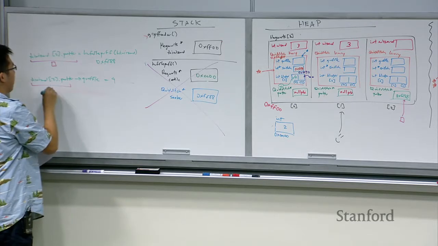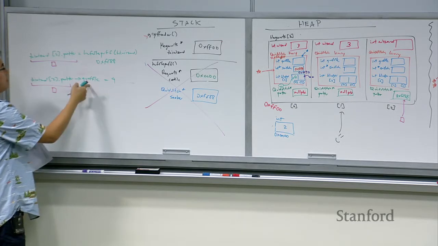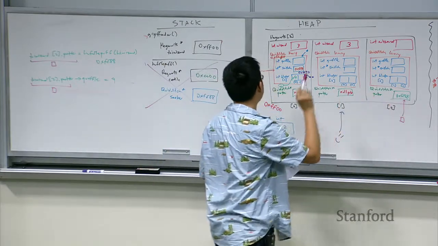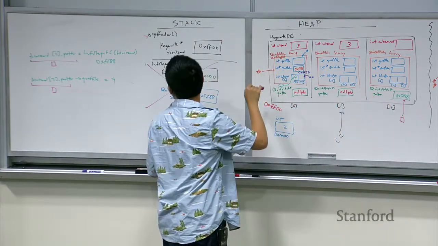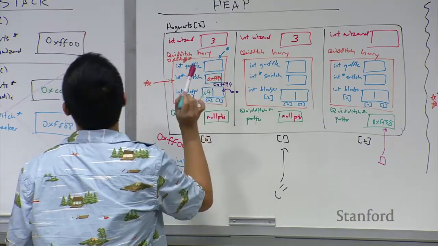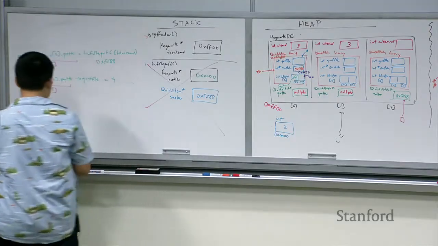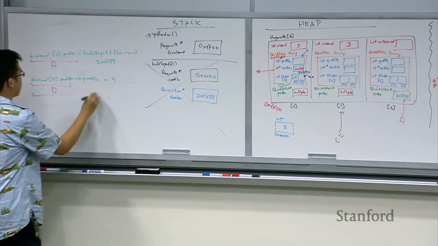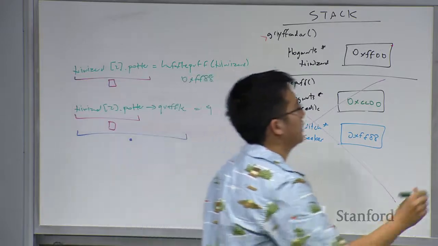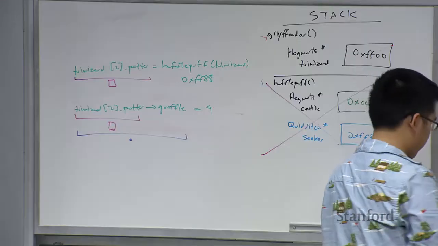Now we're taking square, and we're going to dereference square, access the quaffle field. So dereference square, 0xFF88, that's orange again. And we're going to access the quaffle field. Quaffle field is this one. So this one is actually blue. Now we're going full circle. Now we're back at blue. And we're going to set that equal to 4. So set that equal to 4.